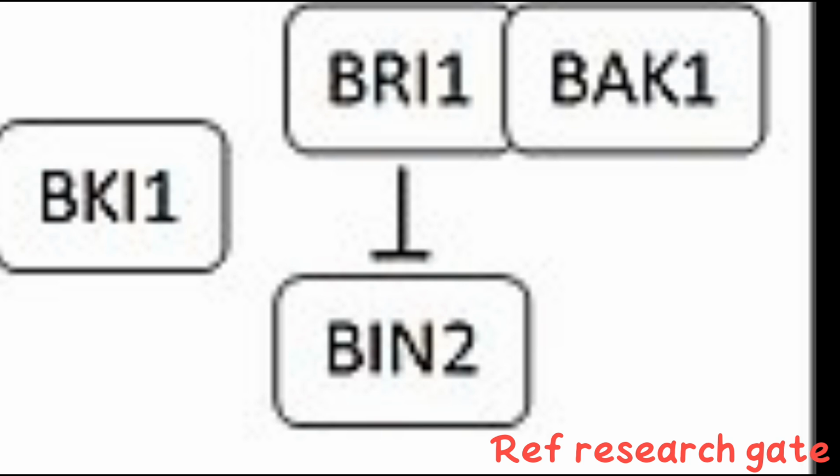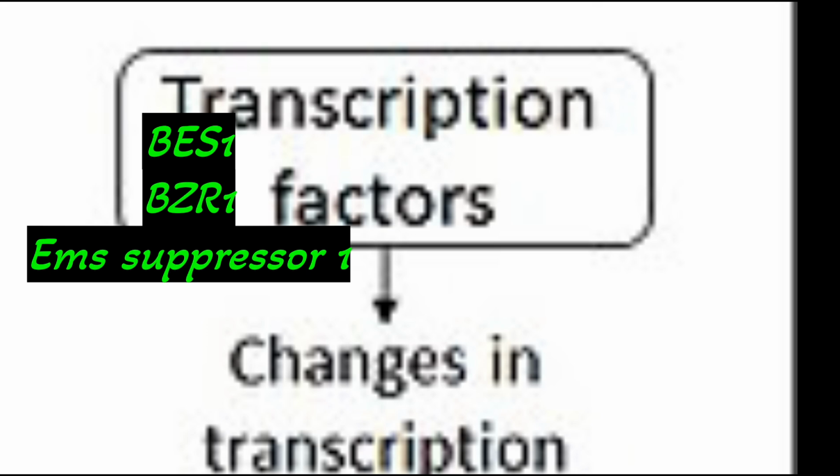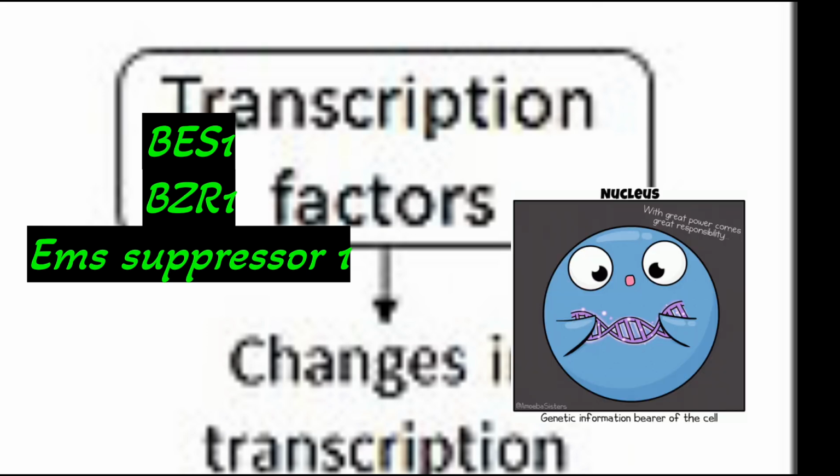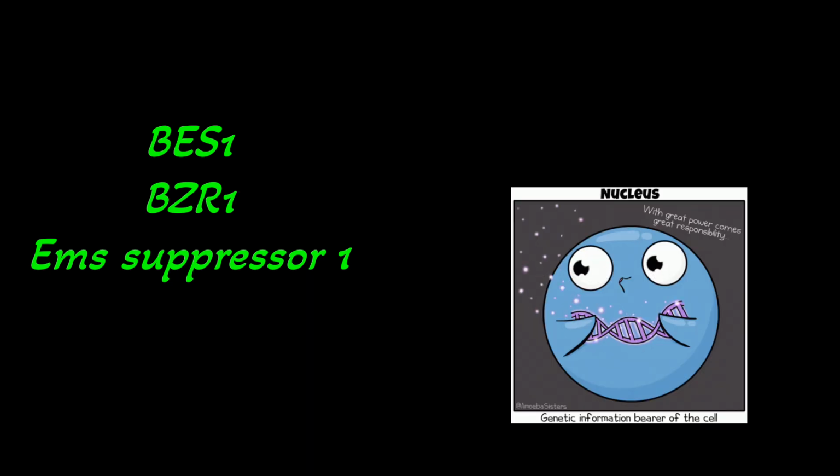After that, what happens? The gene expression regulation happens. The deactivation of BIN2 allows transcription factors like BES1, BRI1 EMS suppressor 1, and BZR1, that is brassinazole resistant 1, to move into the nucleus, and these transcription factors then regulate brassinosteroid responsive genes influencing the growth and stress response. Now let's see the function of brassinosteroid.